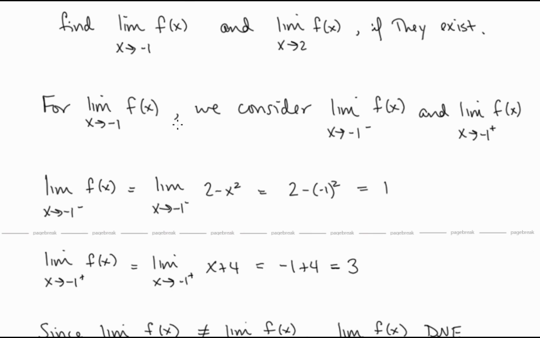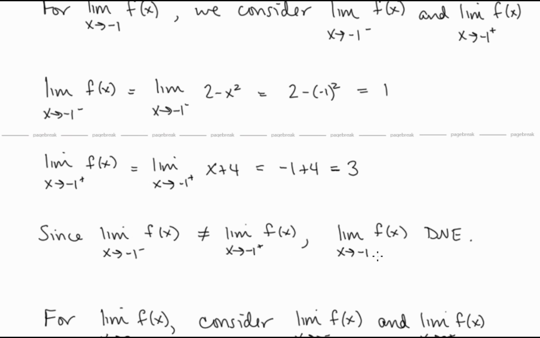So the limit as x goes to negative 1 from the right of f of x is the limit as x goes to negative 1 from the right of x plus 4. Again, polynomial, we can just plug in the negative 1, we get 3. And we notice that the limit from the left is not equal to the limit from the right. So that says the limit as x goes to negative 1 of f of x does not exist.